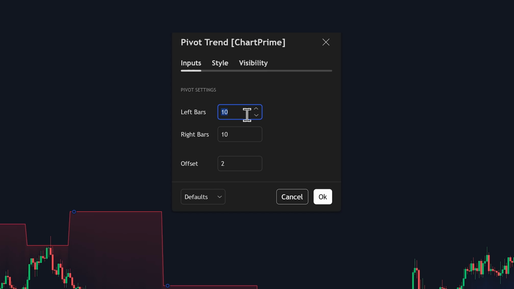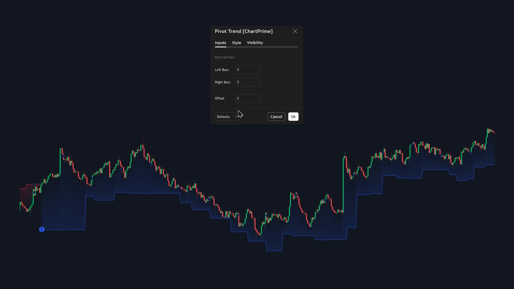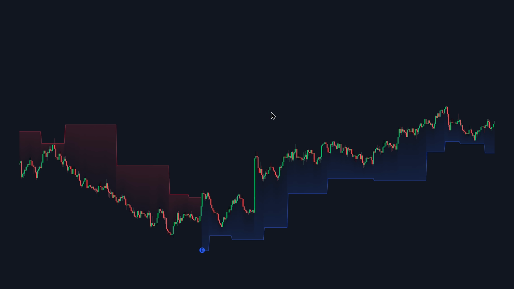If you're a scalper or short-term trader, lower them so the line reacts quicker and you get tighter structure levels for fast trades. Then use offset to calm the tool down if it's firing too many pivots for your market. Now let's talk about the strategy this indicator is best at: trading the retest.